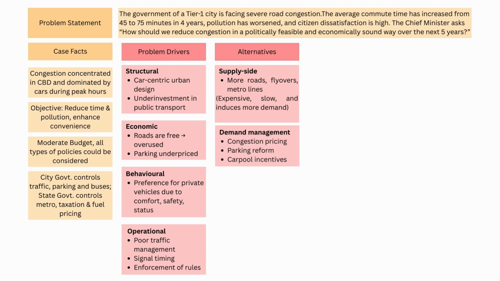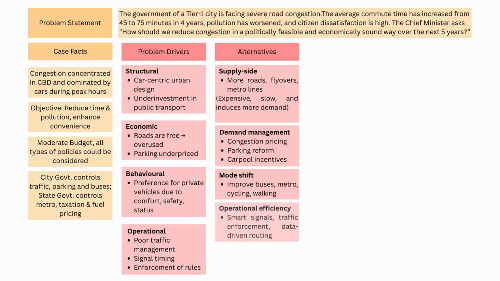The second option is demand management. This includes congestion pricing, parking reforms, and carpool incentives. These directly address overuse of roads, but they are politically sensitive and need careful design. The third option is encouraging a mode shift: improving buses, metro systems, cycling, and walking infrastructure. People will switch modes only when these options are clearly superior, not just available.